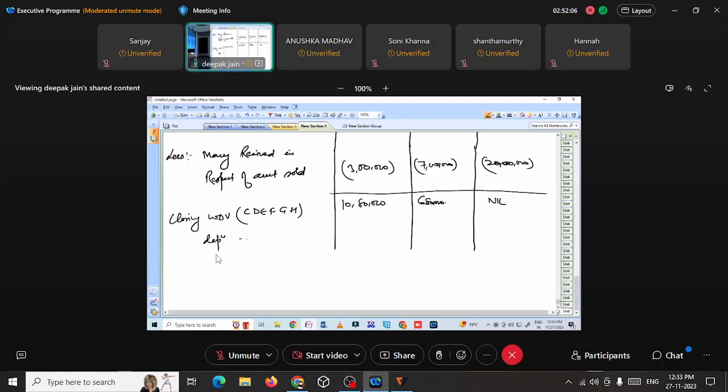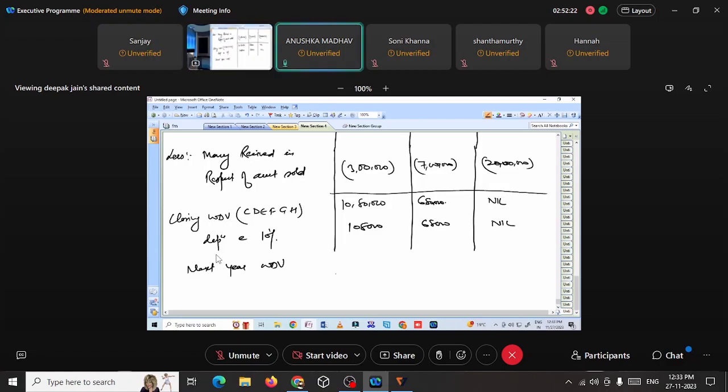Depreciation. What is the rate of depreciation? 10%. So 1 lakh 8,000, 68,000 and nil. What is the next year WDV? 9,72,000. Then 6 lakh 12,000. And nil.